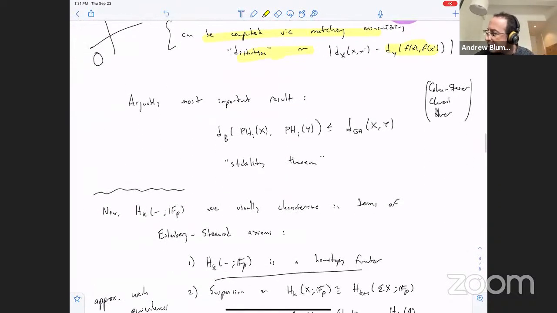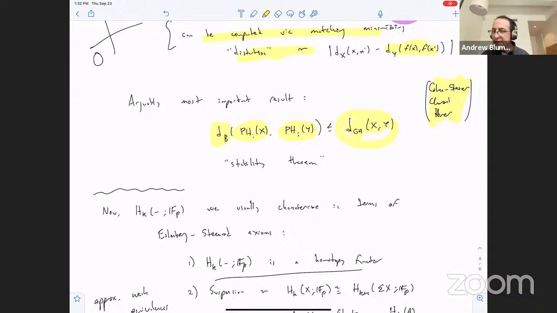The original version of this is due to Cohen-Steiner, Edelsbrunner, and Harer. What this says is, and I'm now introducing this notation in the theorem, that if PH_i(X) is the barcode for X for i-dimensional homology, and similarly for Y, then the bottleneck distance, this matching distance between those barcodes, is bounded by the Gromov-Hausdorff distance between the original metric spaces. So this is a great result, right?